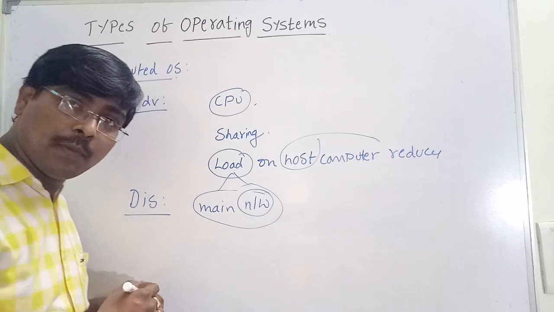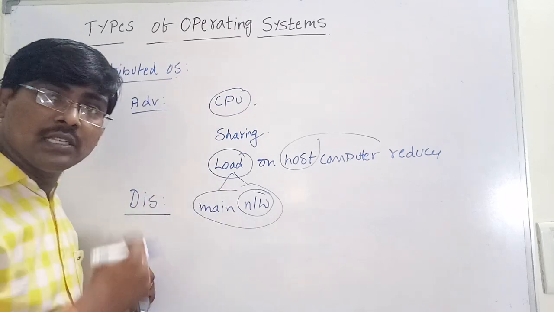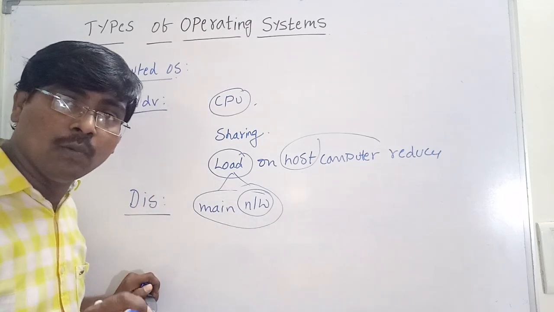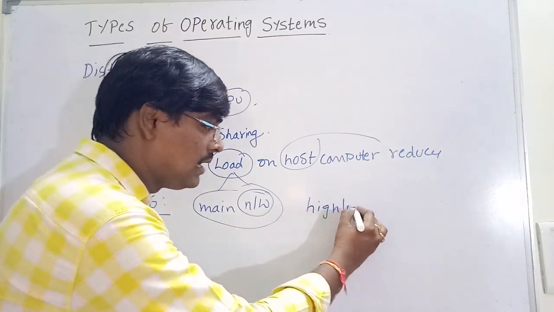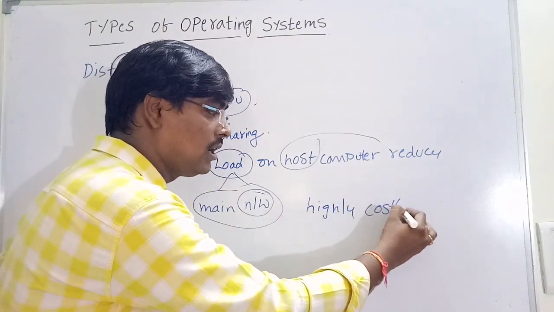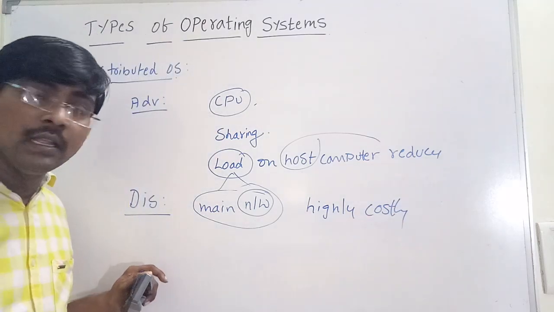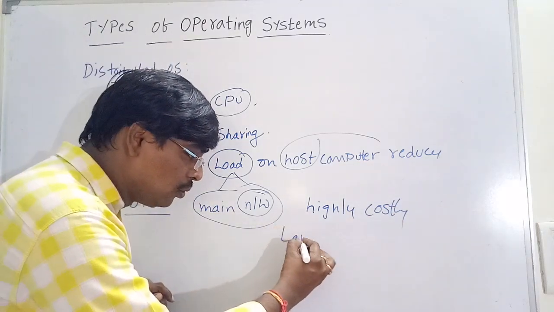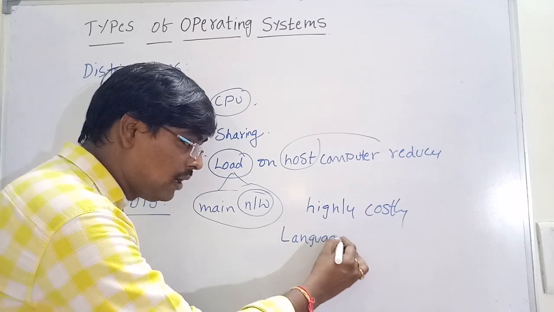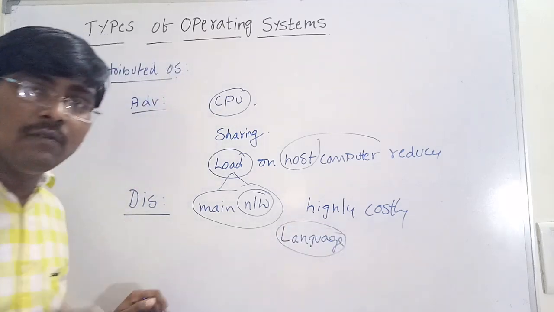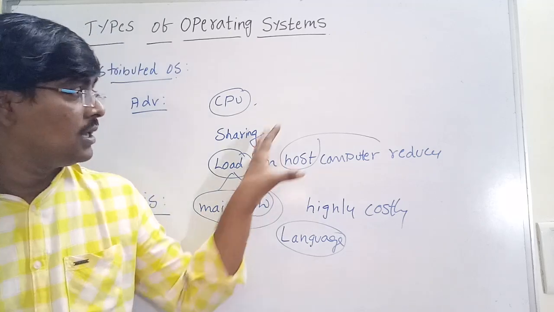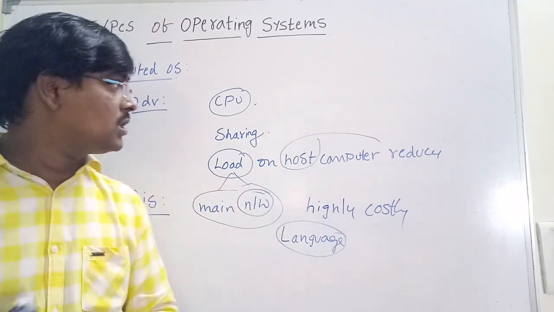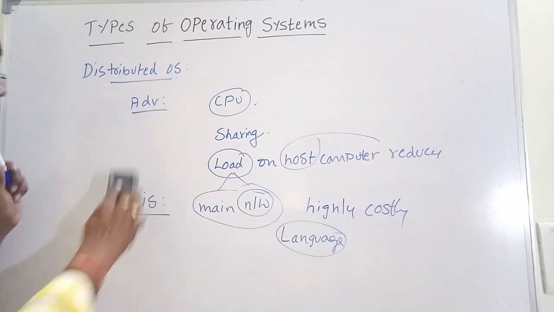Another problem is that distributed systems are not readily available. They are highly costly, and even up to now, no language is fixed. No language is yet fixed for implementing distributed operating systems. These are the main disadvantages of distributed operating systems.